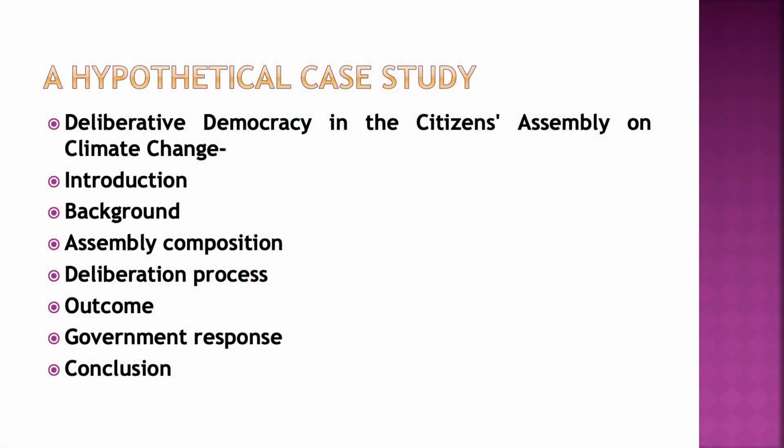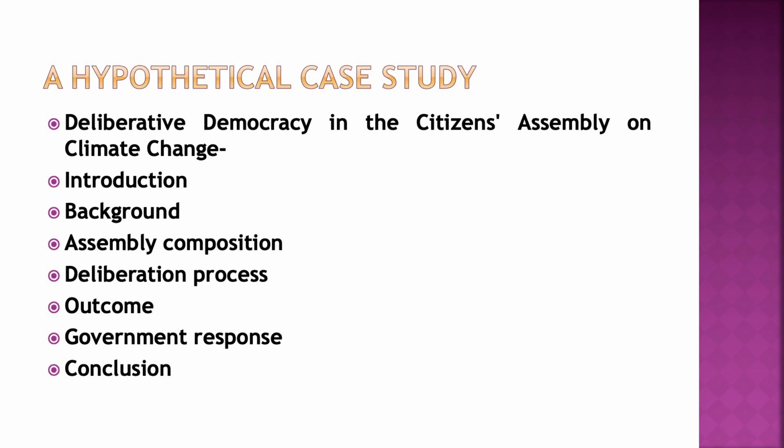Let us assume that there is a problem of global warming, and let us create a hypothetical country called Ecoland. Now, Ecoland is a country which is facing problems of global warming and climate change. Ecoland is also a country which is progressive in its approach and is aiming to deal with this problem. So, what would a deliberative democracy in this country do to tackle this problem? Let us try to understand this case study through these pointers which are seen on the screen.